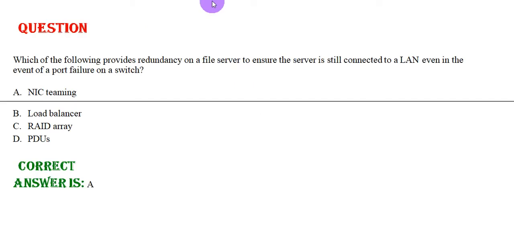Which of the following provides redundancy in the file servers to ensure the server is still connected to a LAN even in the event of a port failure on a switch? Option A, NIC teaming. Option B, load balancer. Option C, RAID arrays. Option D, PDUs. The correct answer is option A.